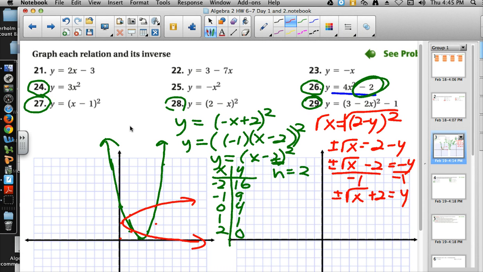And if you graph that with your calculator, you will see that's what's going on there. The square root of x plus 2 is just the graph of the square root of x, and then we're going to move that 2 units up.